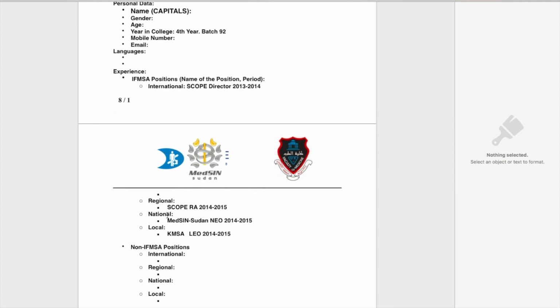A national example is Medicine Sudan NEO, or National Exchange Officer, for the term of 2014-2015. Locally, that's the KAMSA local team. Nationally, that's Medicine Sudan position. So if you've held a position in Medicine Sudan, type it in national. If you've held a position locally, type it in the local zone. Position in Khartoum University, that is.